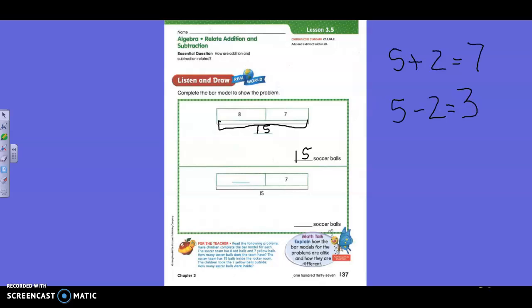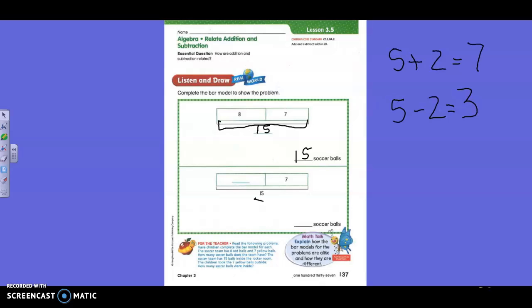Here's the other question. The soccer team has 15 balls inside the locker room. So 15 balls in the locker room. The children took 7 yellow balls outside. How many balls were left inside? Okay, now look how this is different. Look how this bar model is different. They gave us 15 here, right? Because they have 15 balls. They put 7 over here because they took 7 outside. We now need to figure out the other number.